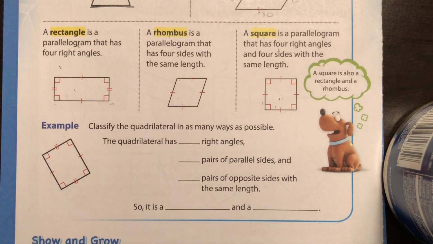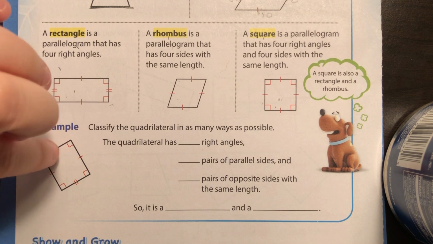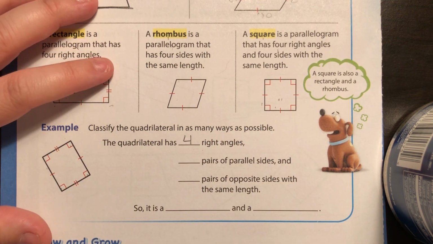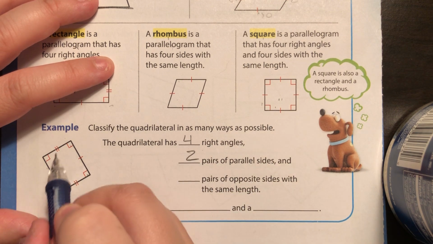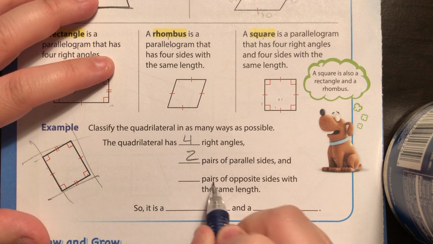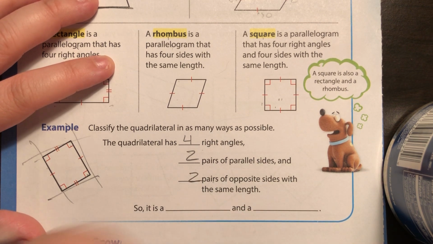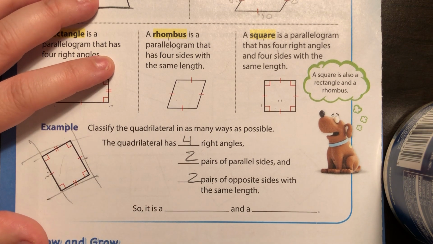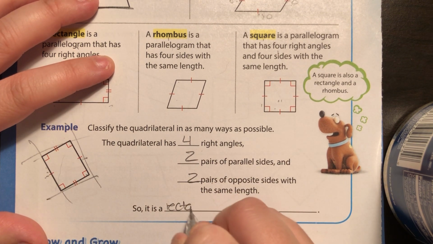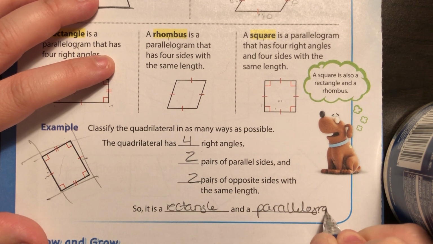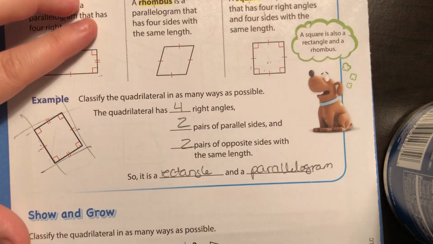Over here, classify the quadrilateral in as many ways as possible, because some shapes have more than one name. This quadrilateral right here has 4 right angles because they give you this little box in the corner to indicate that it's 90 degrees. It has 2 pairs of parallel sides because this one's parallel and so is that one. So 2 pairs, like shoes. And then it also has 2 pairs of opposite sides with the same length. These are the same as each other, and these are the same as each other. So therefore, this is a rectangle, but every rectangle is also a parallelogram. It has 2 names that would qualify it.